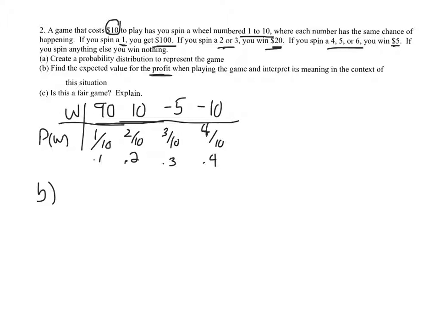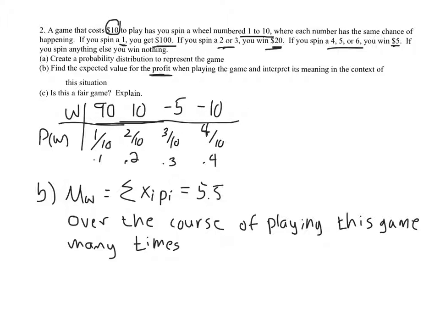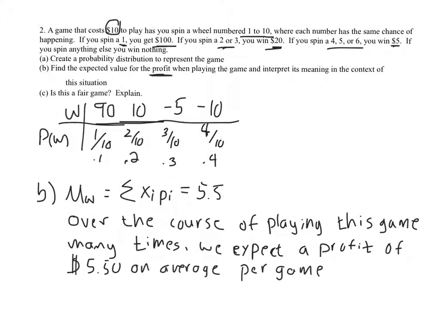So B says, find the expected value for profit when playing the game and interpret its meaning in the context of the situation. So as far as the value, it would be mu of W, since I used W as my variable. I'm going to write my formula. And that value, if you crunch that out in your calculator, ends up being 5.5. So then as far as the interpretation, over the course of playing this game many times, we expect a profit of $5.50 on average per game.